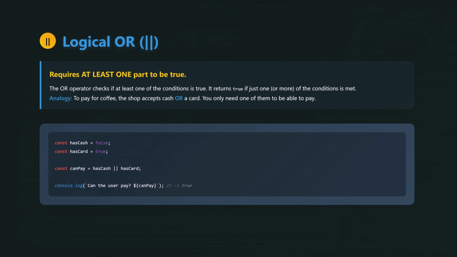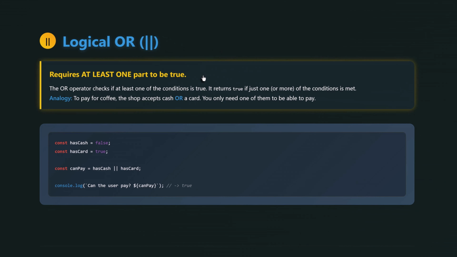Next one, logical OR. The logical OR operator checks if at least one of the conditions on its left or right side is true. It returns true if just one or more of the conditions is met. Think about paying for coffee. The coffee shop accepts cash or card. If you have cash or you don't have a card, you can still pay. If you don't have cash or you have a card, you can still pay. If you have both cash and a card, you can definitely pay. But you can only not pay if you have no cash and no card. It only requires one part to be successful.